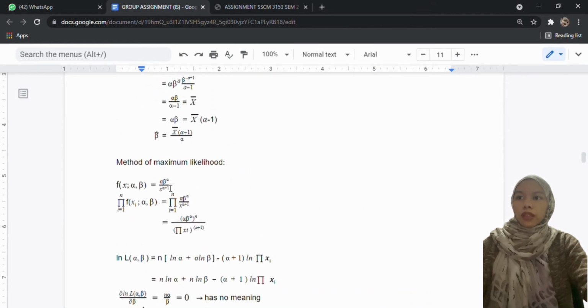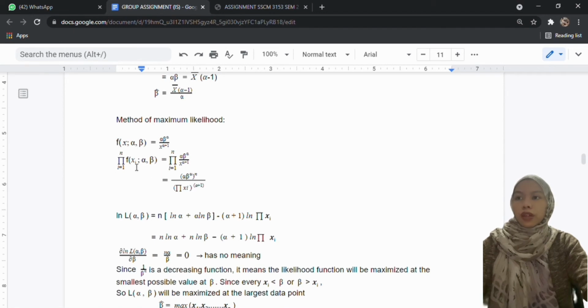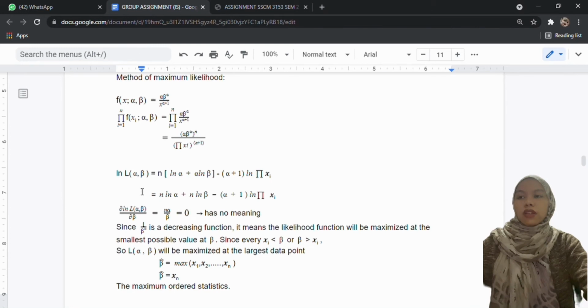For the method of maximum likelihood, we add the product before the equation, so we will have the product of alpha beta power of alpha over x power of alpha plus 1. We will have alpha beta alpha over x1 power of alpha plus 1, times alpha beta power of alpha over x2 power of alpha plus 1, and so on until alpha beta power of alpha over xn power of alpha plus 1. After we have that, we simplify it, and it will become like this. And then after that, we add ln in front of the equation.